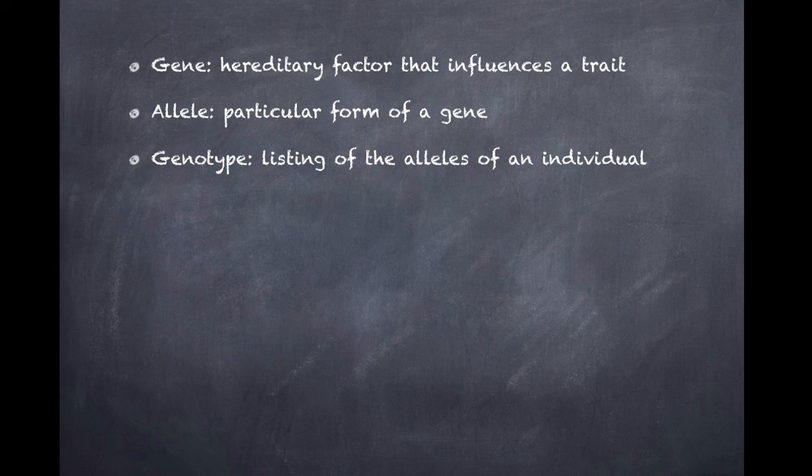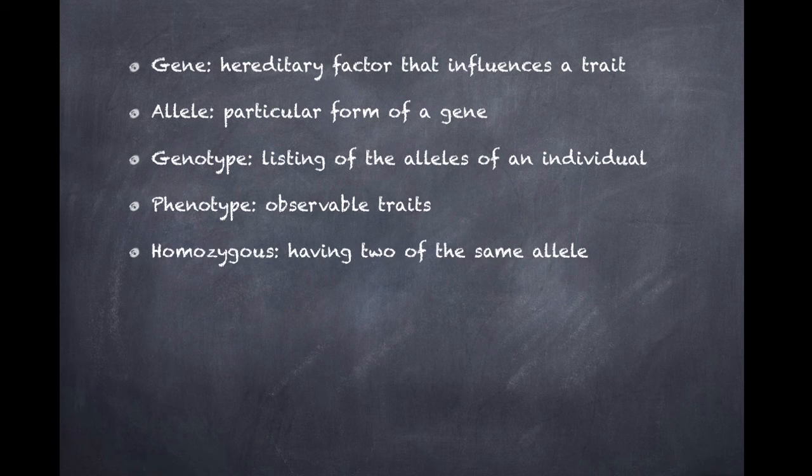If you had two white alleles, then you would end up with a white flower. So the genotype is the listing of the alleles in an individual. So if we use a capital P for purple and a lowercase p for white, capital P versus lowercase p, that's the genotype. Now the phenotype is the observable traits. In this case, purple flowers versus white flowers, or round seeds versus wrinkled seeds.